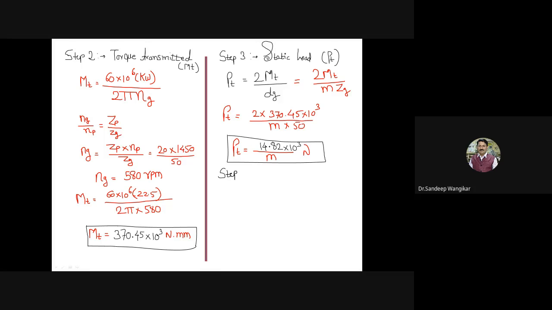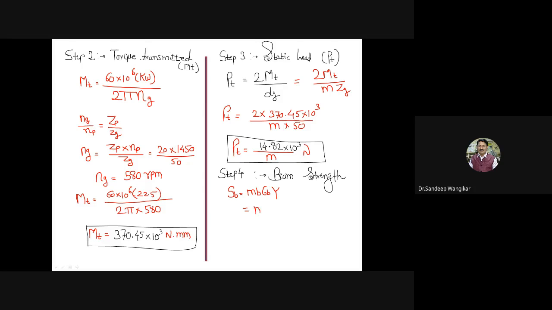Next step is calculation of beam strength. So I will say here the formula as SB is equal to M B sigma B Y.